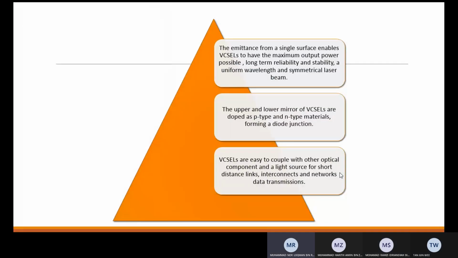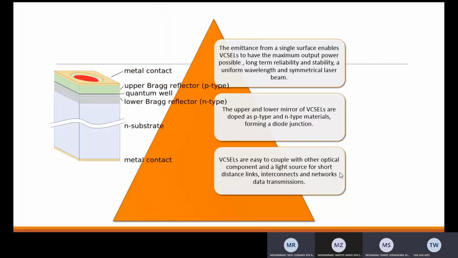The emittance from a single surface enables VCSELs to have the maximum output power possible, long-term reliability and stability, a uniform wavelength and a symmetrical laser beam. The upper and lower mirrors of VCSELs are doped as P-type and N-type materials, forming a diode junction. VCSELs are easy to couple with other optical components and are a light source for short distance links, interconnects and network data transmission.